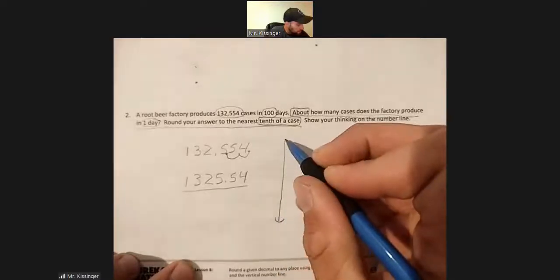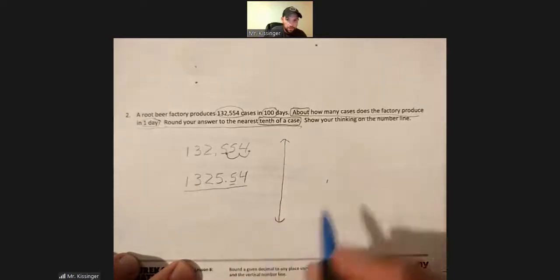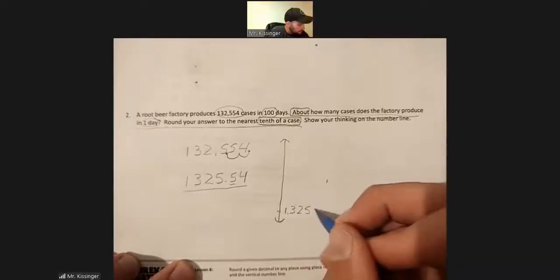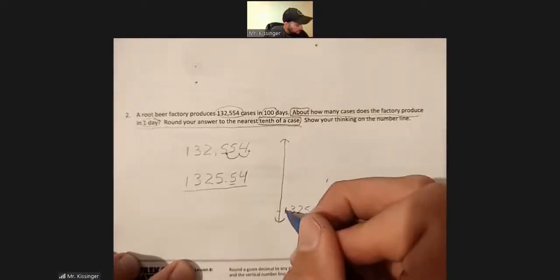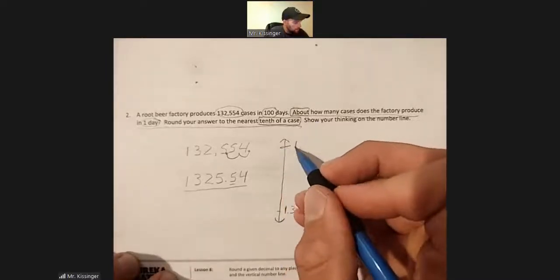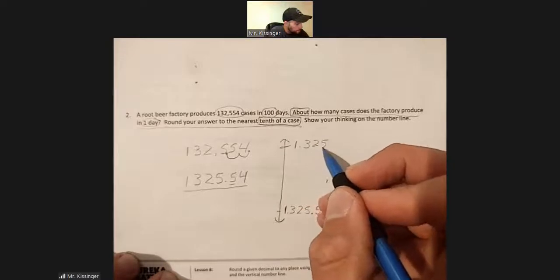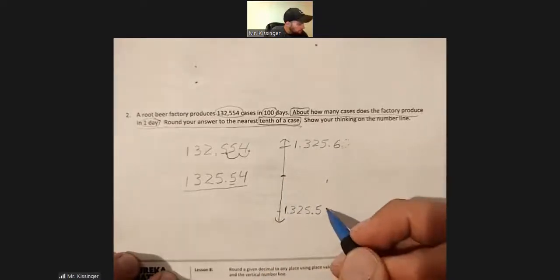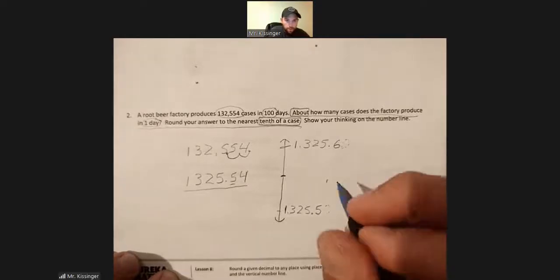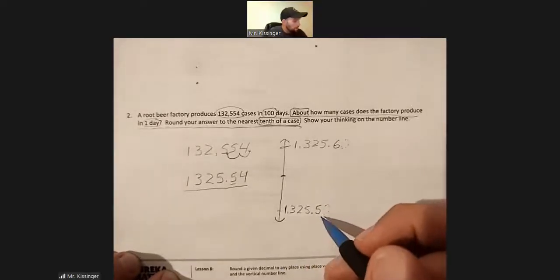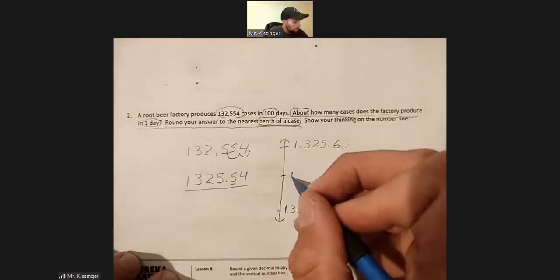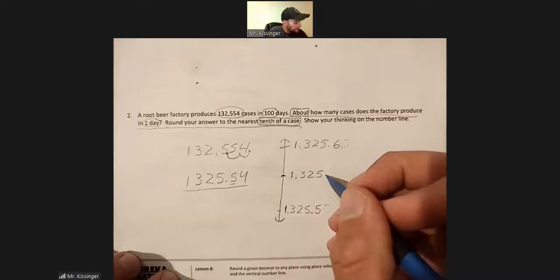So let's make ourselves a number line here with our tenths. What's in our tenth place here? We have 1,325 and a half, or 0.5. And then our next tenth will be 1,325.6. Then we can add our little imaginary zeros here. And right in between 1,325 and 50 hundredths and 1,325 and 60 hundredths will be 1,325 and 55 hundredths.